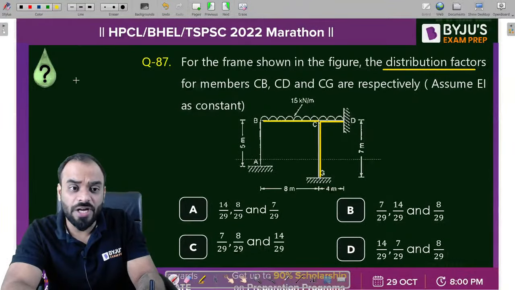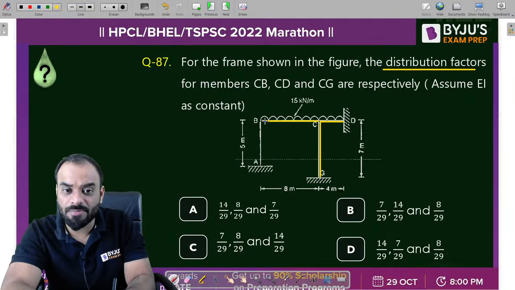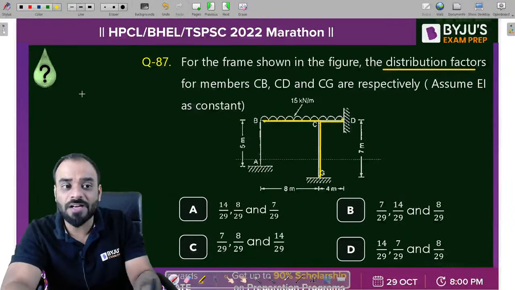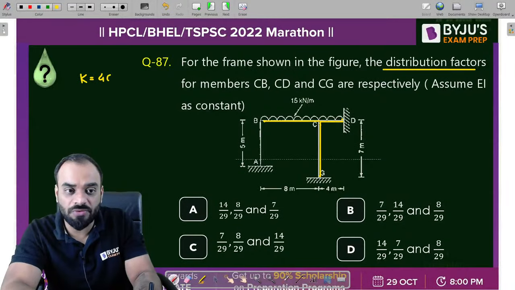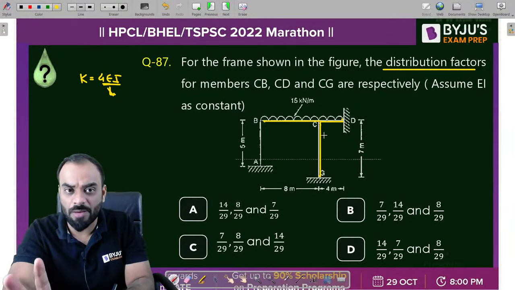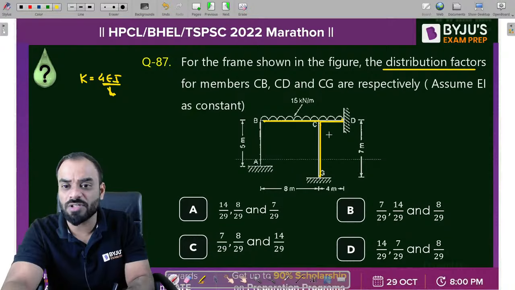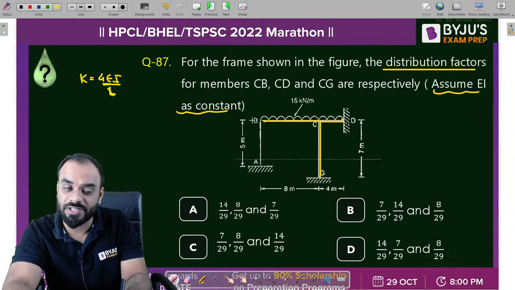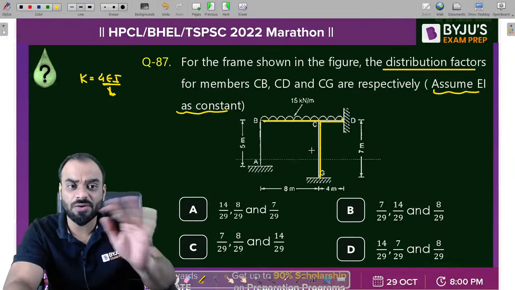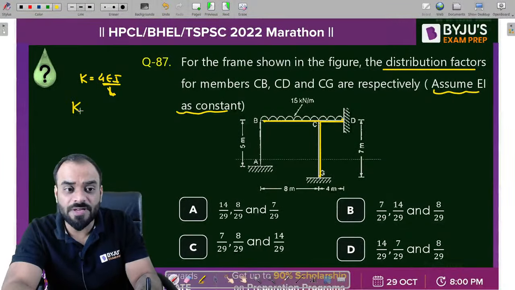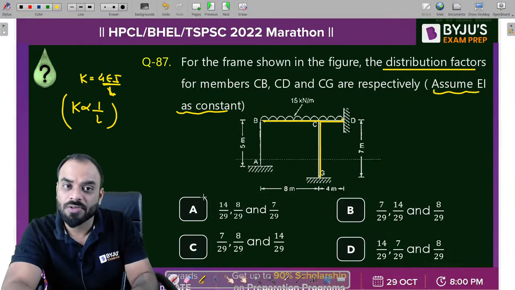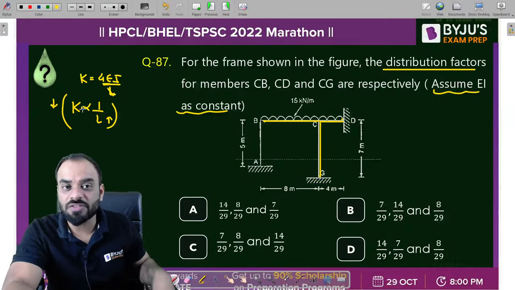Now listen guys, you know that in this particular case, whether members CB, CD or CG, all are having far end as fixed. If far end is fixed, then the stiffness is equal to how much? It should be 4EI by L. Correct? Now you can see here guys, the value of EI is constant for all the members, which is not written over here, but we have to consider it, okay, it is given in the question, EI as a constant. If it is not given, then you can consider it as a constant also. Now can I say that guys, the stiffness is proportional to 1 by length, correct? If you have more length, then stiffness will be lesser. If you have less length, stiffness will be more, correct?